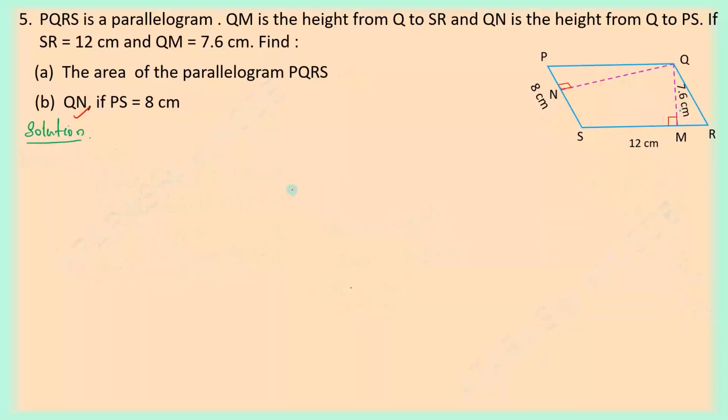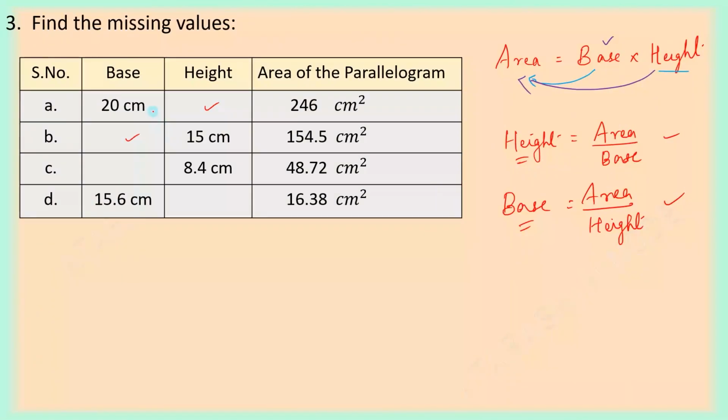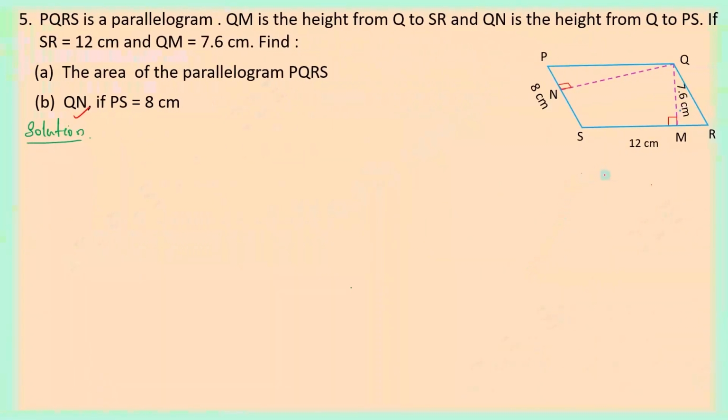Now let us go to the second part. Here we have to find the length of QN. What is QN here? It is the height to the base PS. And how will we find the length of QN? Do you remember the third question that we have already done? Here we can see, if we know the base and area of a parallelogram, then its height will be the area of the parallelogram divided by the base of the parallelogram. Using this, we can find the length of QN. That is, QN will be equal to the area of this parallelogram divided by base.